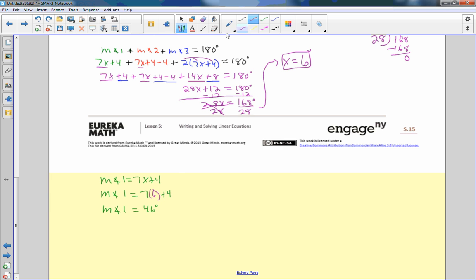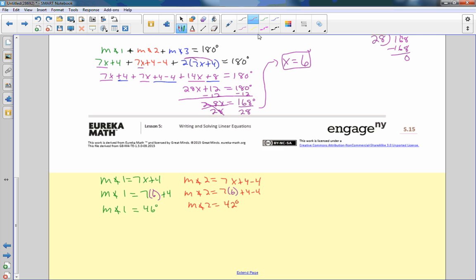Now I'm doing the measure of angle 2. The measure of angle 2 equals 7x plus 4 minus 4. The measure of angle 2 equals 7 times 6 is 42, plus 4 minus 4 goes away, and it is 42 degrees.